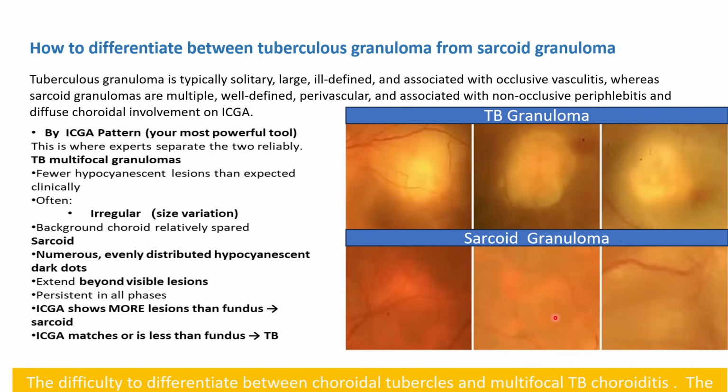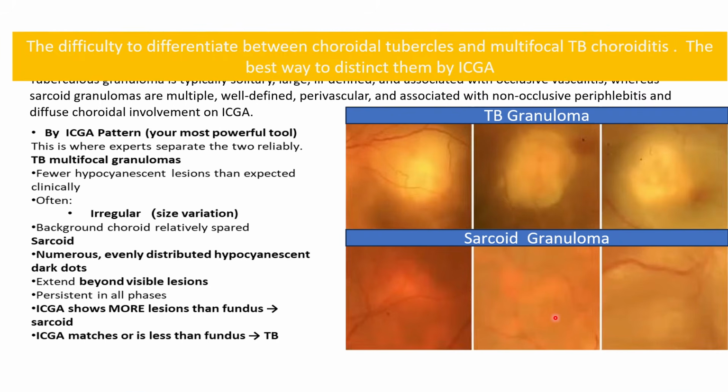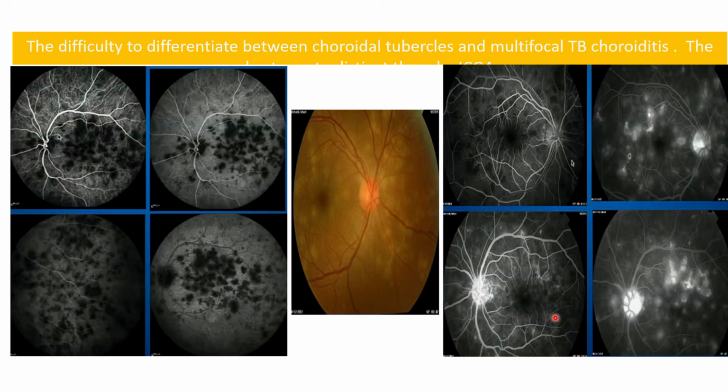Now, another thing is sometimes how to differentiate between choroidal tubercles, if the patient has multiple choroidal tubercles, and multifocal choroiditis due to tuberculosis. The distinction between them is important because the multifocal choroiditis is usually an autoimmune disease or due to an immune-related mechanism, due to the delayed hypersensitivity reaction to the antigens of the bacilli. So the role of steroids is important here. Although we have to use anti-tubercular drugs, the role of steroids is important.